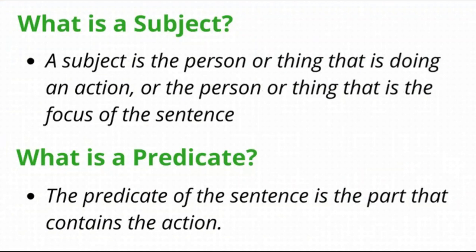What is a subject? A subject is the person or thing that is doing an action. It's a doer actually, right? Or the person or thing that's the focus of the sentence, on which the work or the task is being done. So that's your subject. The second part is a predicate, because your sentence consists of those two specific parts. The predicate of the sentence is the part that contains the particular action which has been taken, right? So just keep this in mind.